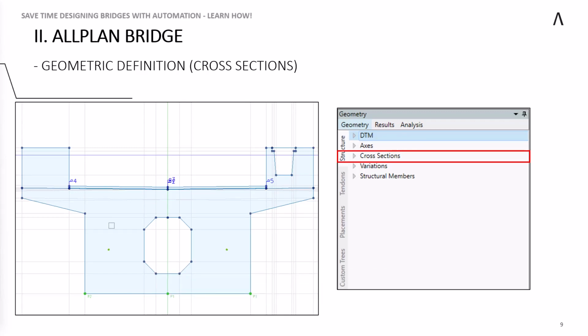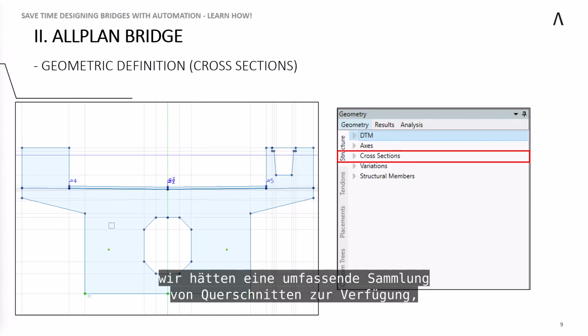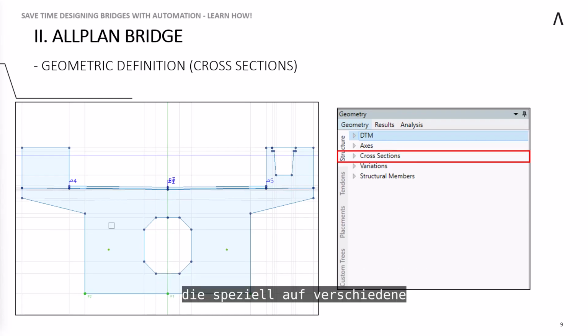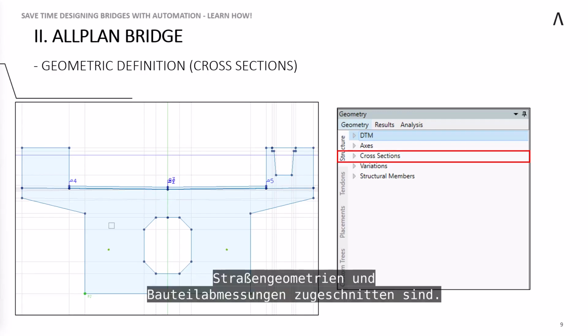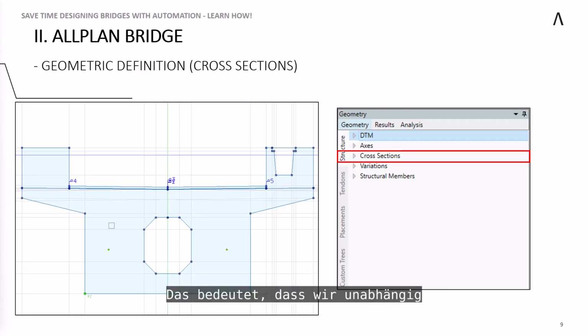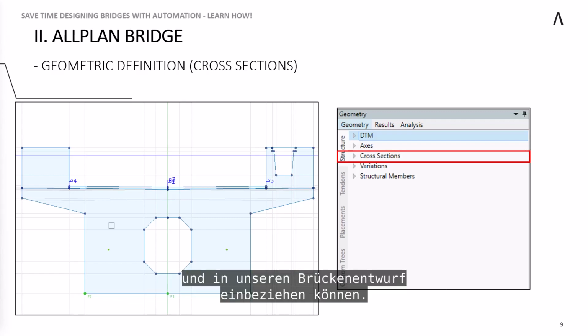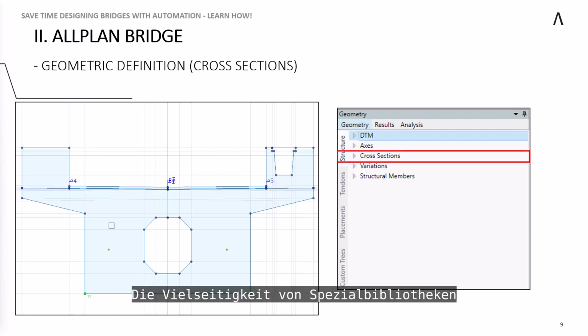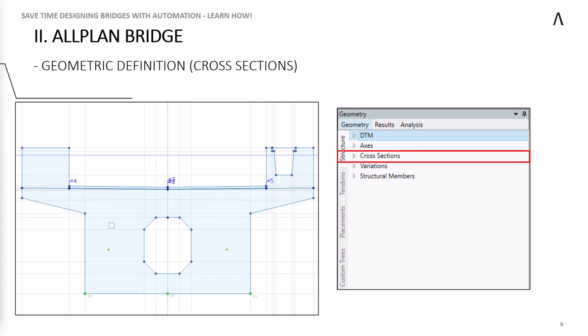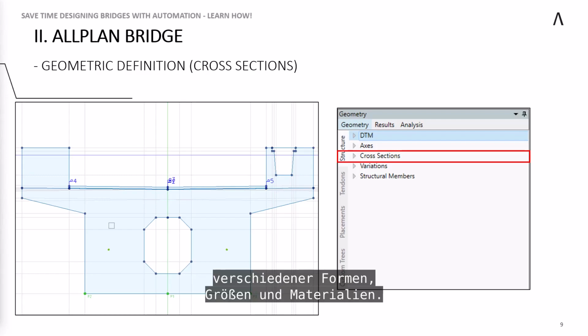Imagine having a comprehensive collection of cross-sections at our disposal, specifically tailored to handle different road geometries and element dimensions. This means that no matter the complexity of the project, we can design an appropriate cross-section and incorporate it into our bridge design. The versatility of specialized libraries lies in their ability to adapt to project-specific requirements. We can create libraries with a wide range of cross-sections, including various shapes, sizes, and materials.